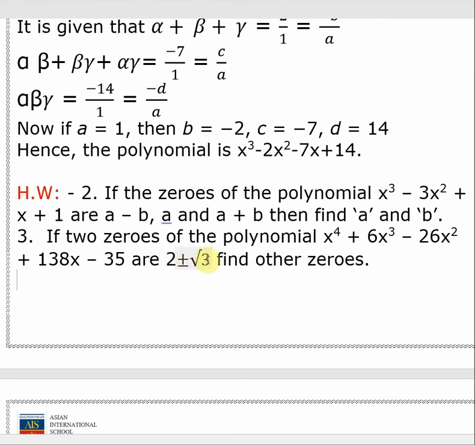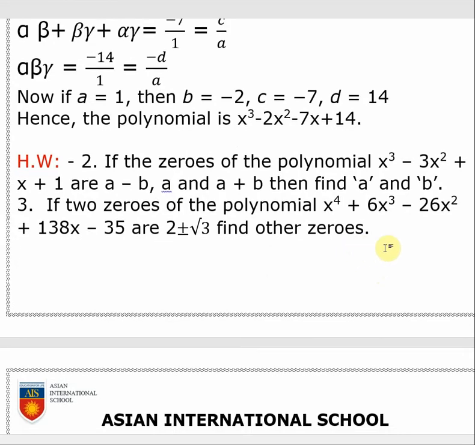These two are the zeros of the polynomial. That means you have to satisfy this equation with these values to get a new one, and you'll get a squared equation. From there you can solve it and get the zeros. Please try it at home.